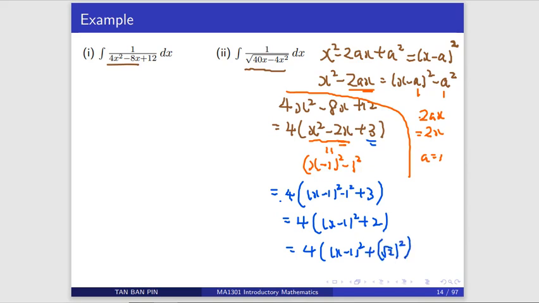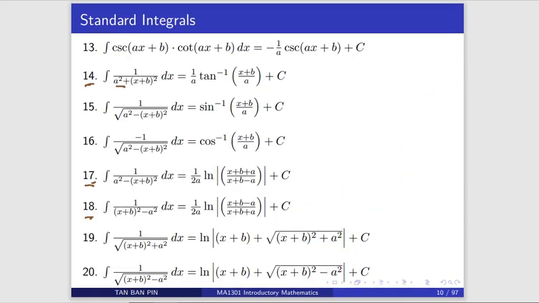Why I write it as square root 2 squared is because in the formula here it is a squared plus x plus b squared. In formula 17 it is a squared minus x plus b whole thing squared. So we're supposed to make it into the form a squared then x plus b squared. Here it can be plus, it can be minus.